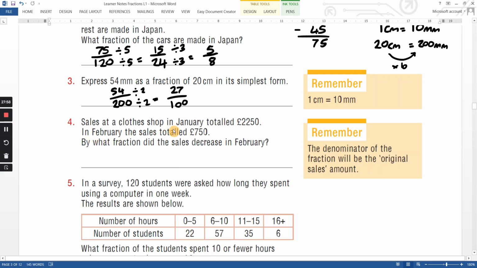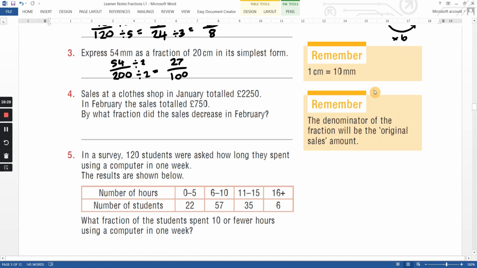Number 4, sales at a clothes shop in January totaled £2,250. In February, the sales totaled £750. By what fraction did the sales decrease in February? Right, so the decrease is it's gone from this to this in 1 month. So what's the difference? Let's do that on the side. 2250 take away 750.